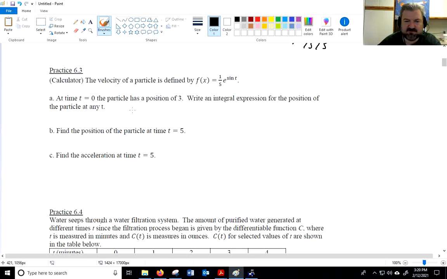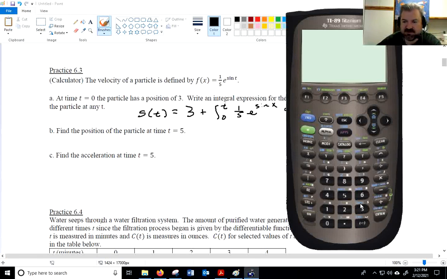So at t equals 0, we're going to do position. Position is s of t is equal to the position at t equals 0 plus the integral from 0 to t. And then I need to use a different variable here. So I'll say 1/5 e to the sine x dx, so that I'm using that different variable. Find the position at time t equals 5.